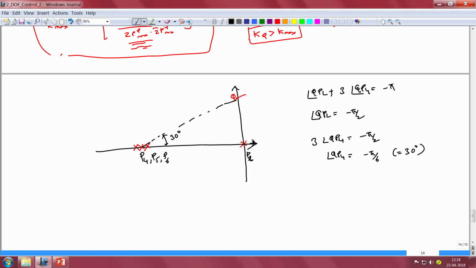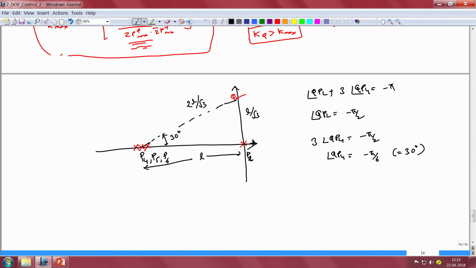Now what we need to determine is the distance of each of these poles from the origin. So what we need to determine is the distance L, which has been shown here. Now from this triangle we note that PLQ is going to be equal to L by root 3, because this is a right angle triangle with one of the angles being 30 degrees, and the hypotenuse is going to be equal to 2L by root 3.